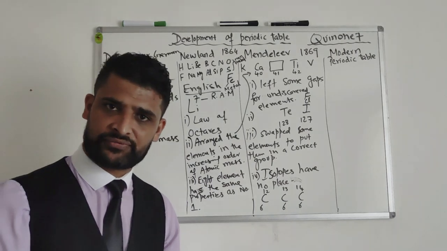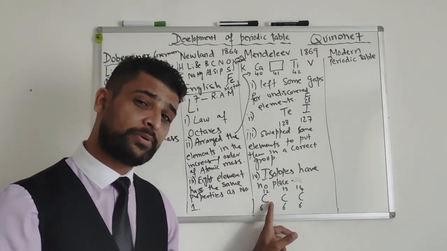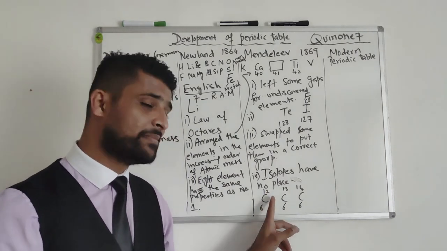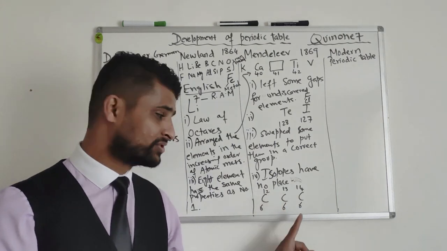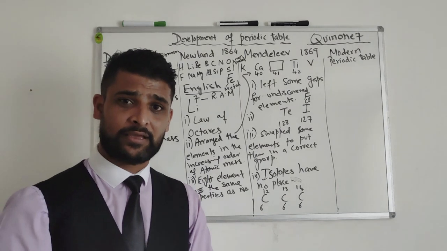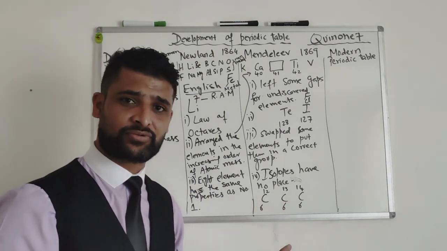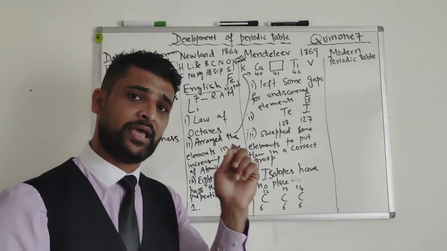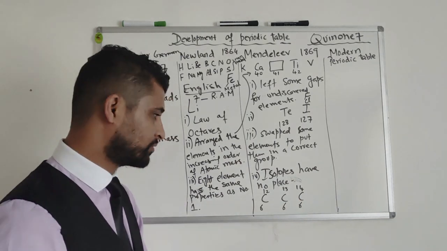Their physical properties are probably slightly different, but their chemical properties are always the same because they have the same number of electrons in the outer shell. You can't just say they have the same number of electrons; always say they have the same number of outer electrons.